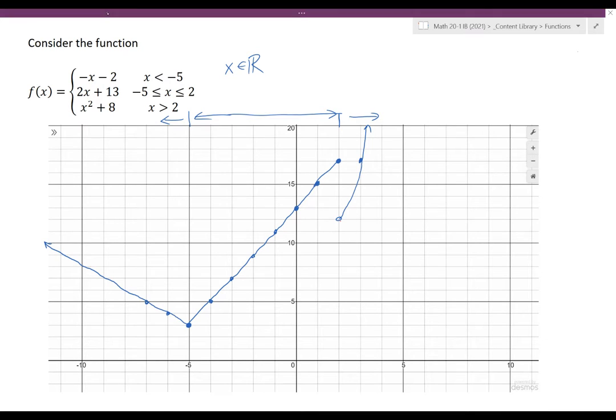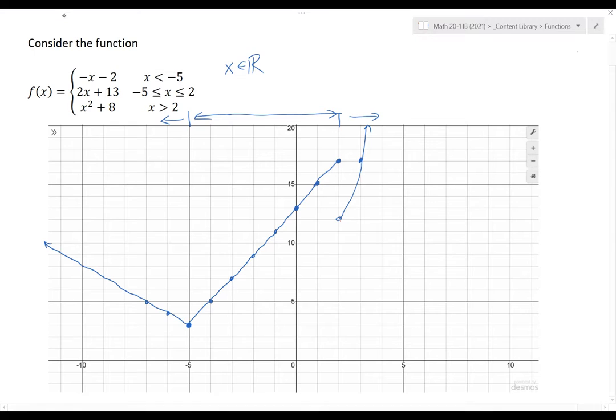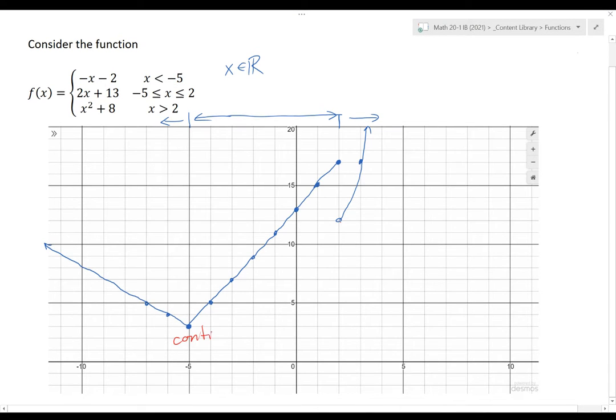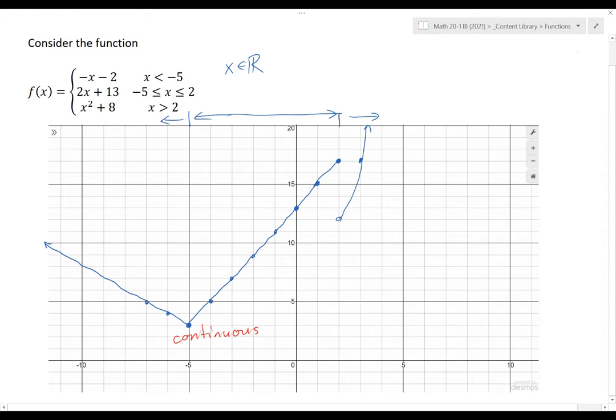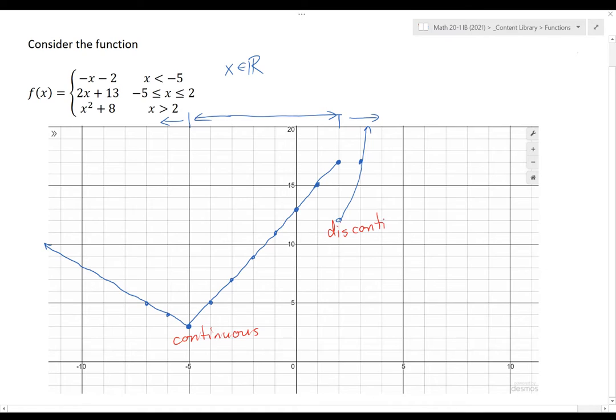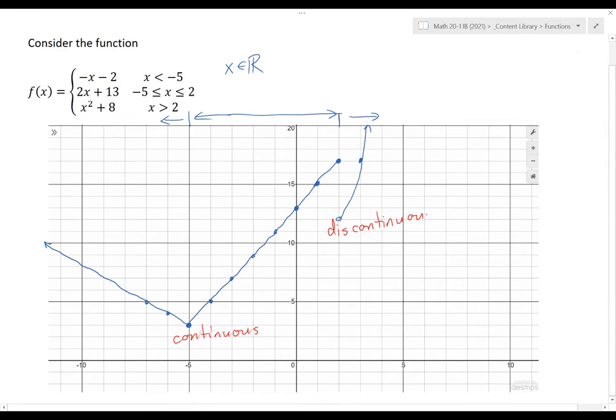Now, at the boundary points, one of two things could happen. At -5, we have a function that is continuous because it connects. The two pieces join each other, and I don't have a gap. Whereas at 2, I have a function that is discontinuous because there is a jump. Again, you've seen discontinuities with rational functions, in both point discontinuities and asymptotes. You've seen gaps in your graph, and that's just what happens here in this piecewise graph.